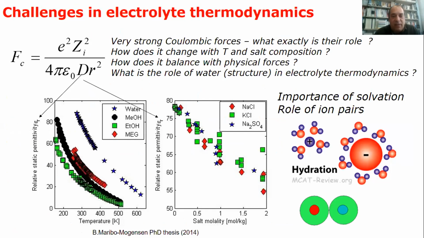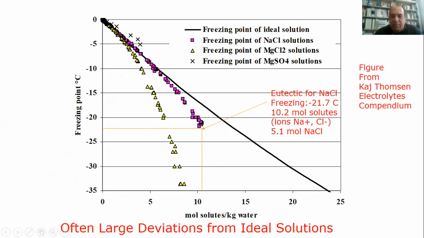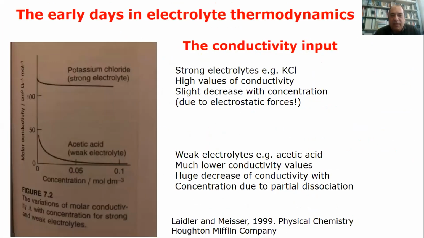The complexity is because of the long-range forces. The complexity is also because of the role of the static permittivity and the fact that it depends strongly on temperature and on salt concentration. So it decreases typically with temperature and the salt concentration. And those forces are extremely strong. Activity coefficients deviate from unity. We see the deviations even when we look just at the freezing point depression, so the solvent activity.